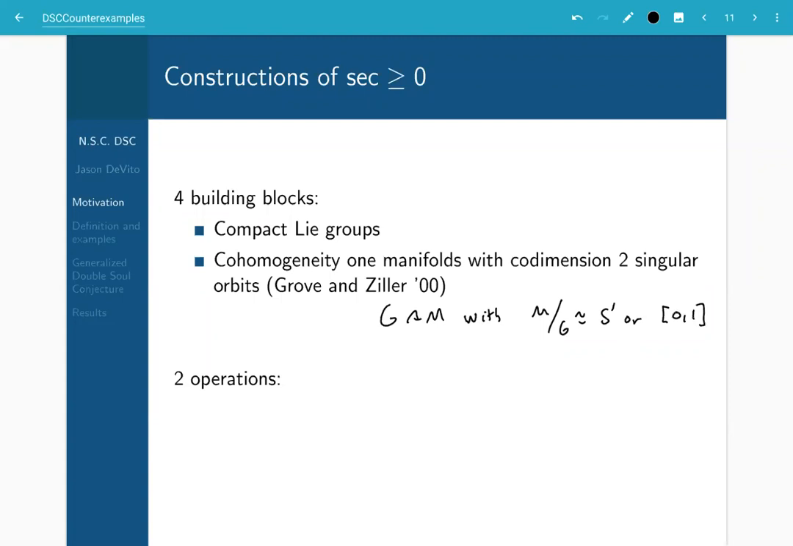In the case where this base is a circle, all your orbits are principal. You get a nice fiber bundle structure on the manifold M, and in turn, it's very easy to see that these examples all admit metrics of non-negative sectional curvature.